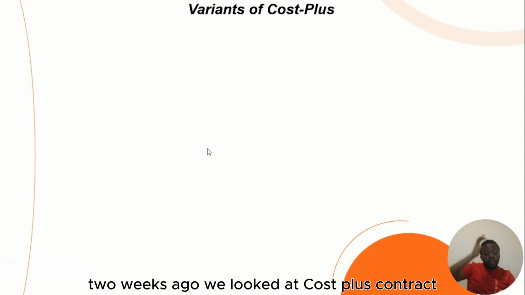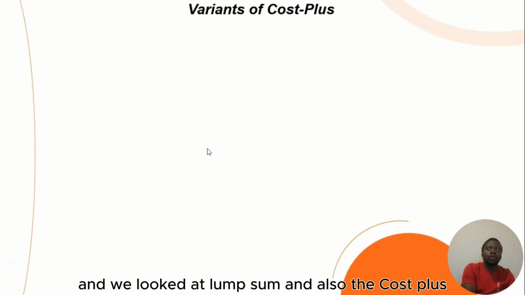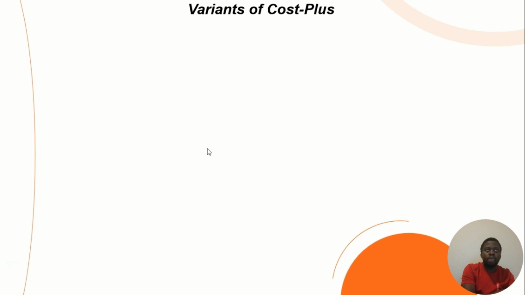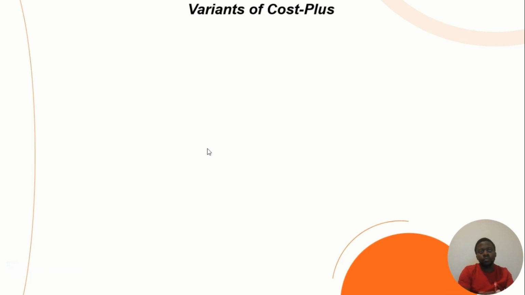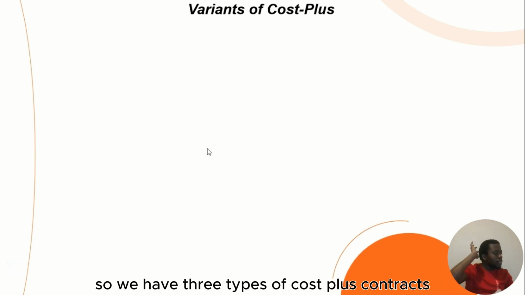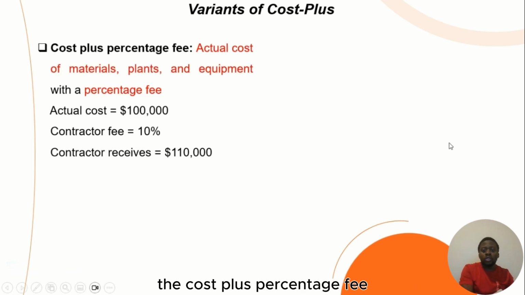Two weeks ago, we looked at cost plus contracts. We were talking about contractual arrangements, and we looked at lump sum and also the cost plus. Today, we will be looking at the variants of cost plus contracts. So we have three types of cost plus contracts, and the first one is the cost plus percentage fee.